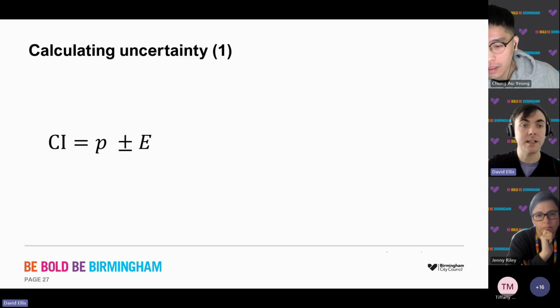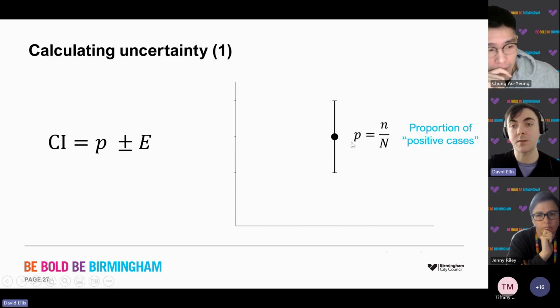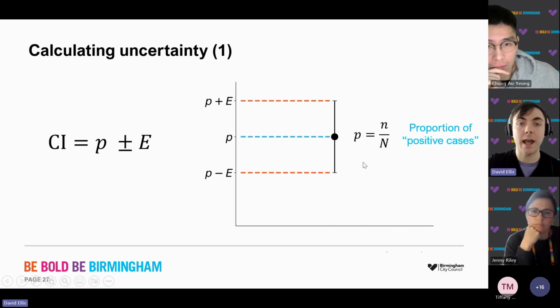So how do we calculate uncertainty? Well, typically we're thinking of confidence intervals, which I've labeled here as CI, and these are equal to the proportion of your people, so the percentage with the disease, plus or minus some error. So again, we can now imagine a point on a graph with some error bars, and the point represents the proportion of positive cases. So I've got here little n divided by big N, so the number of people with some disease divided by the number of people in your study, and then plus or minus this uncertainty, this error called E.